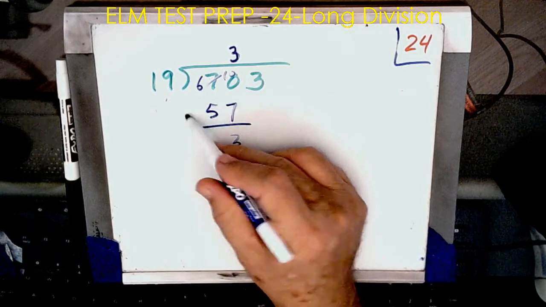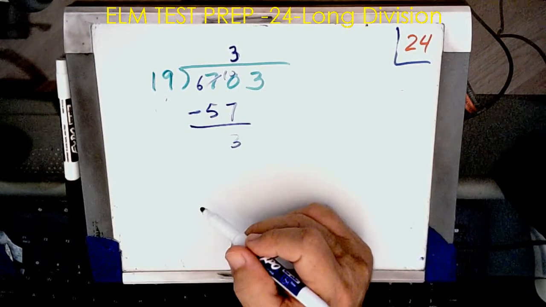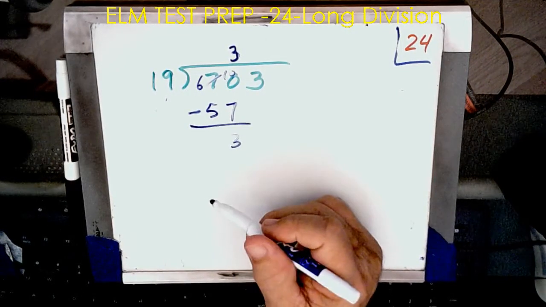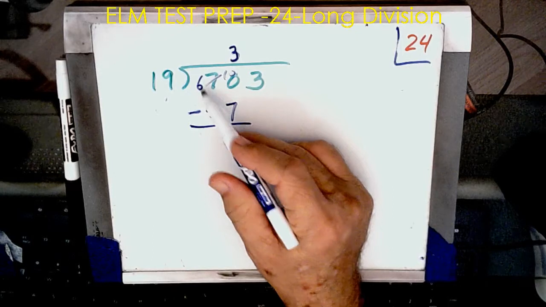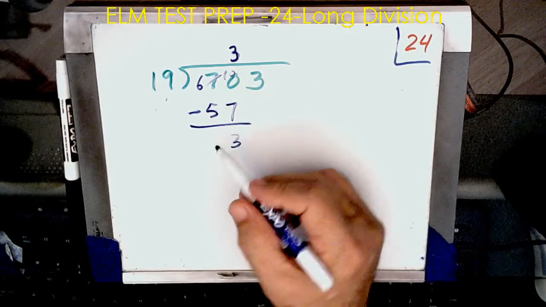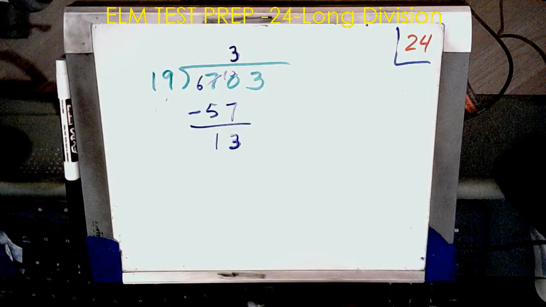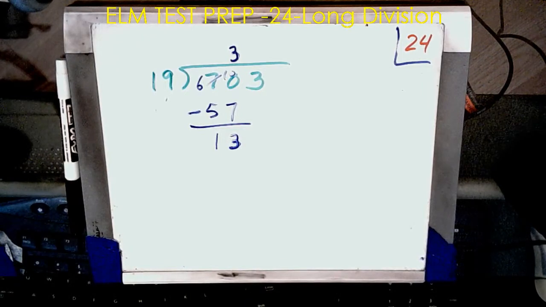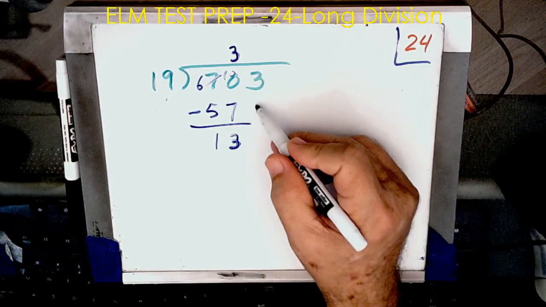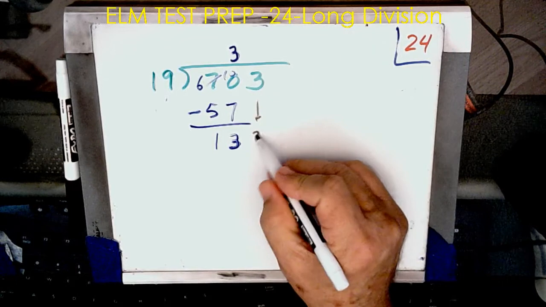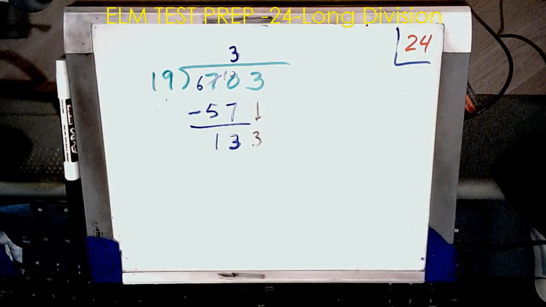6 take away 5. I forgot, change the sign and add. Here I am subtracting with a positive. So 6 and plus 6 and minus 5 leaves me 1. So 13 was the leftover from that multiplication. Okay, so I'm going to bring down my next number. Bring down the 3. So 133.